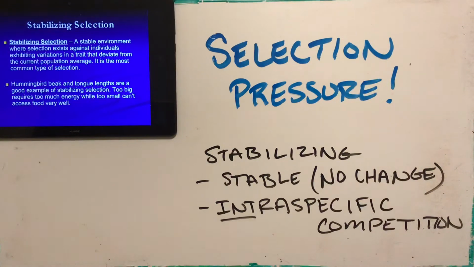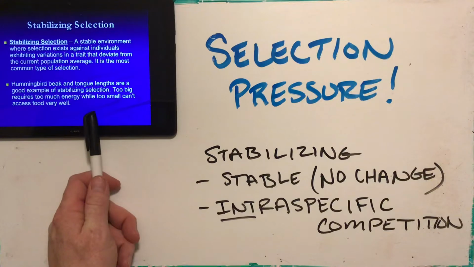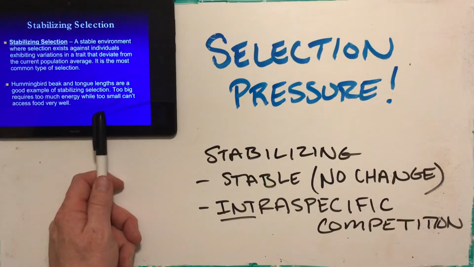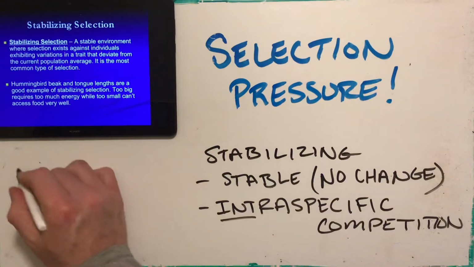So what we're going to deal with, or the example we're going to use, are hummingbird beak and tongue lengths in comparison to flowers, right? So let's take a look at this. Hummingbirds.